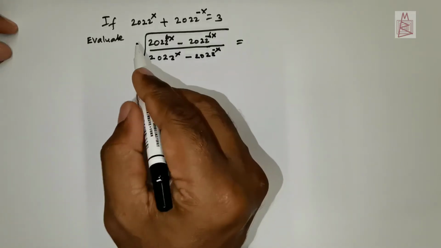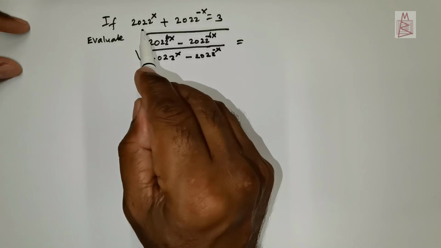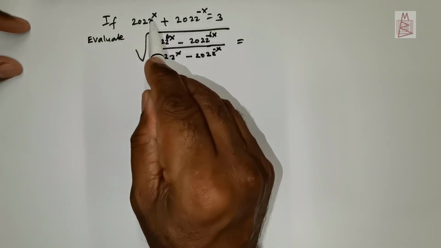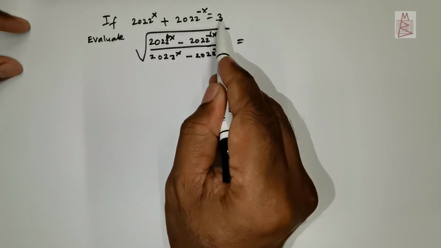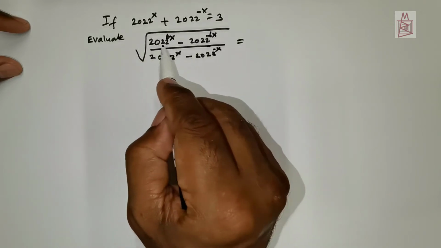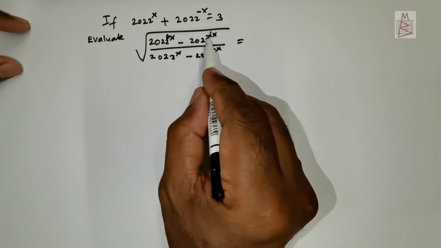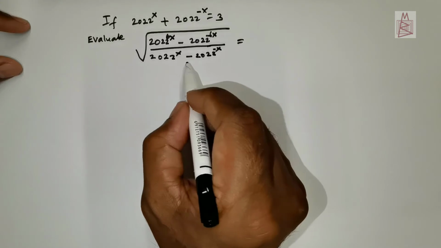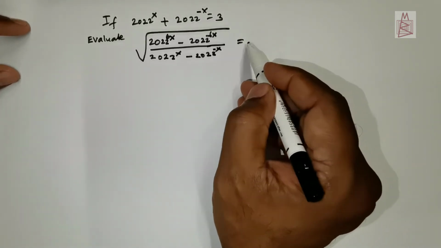Welcome back, students. In this class we will learn to solve this question. We are given that if 2022 raised to the power x positive 2022 raised to the power negative x is equal to 3, then we are expected to evaluate the square root of (2022 raised to the power 6x negative 2022 raised to the power negative 6x) divided by (2022 raised to the power x negative 2022 raised to the power negative x).